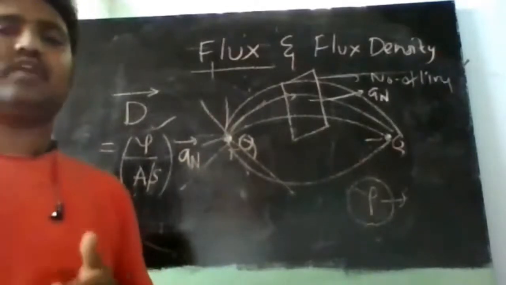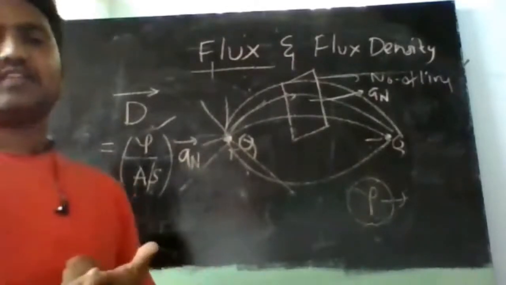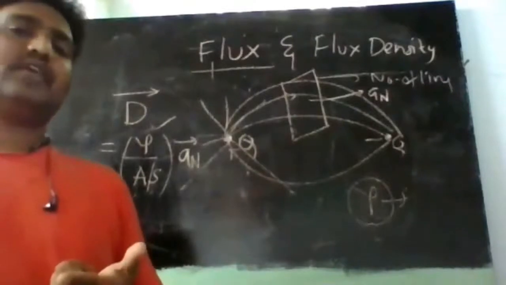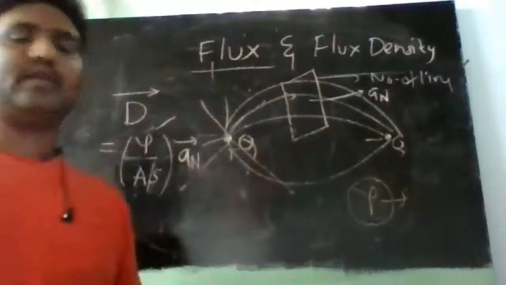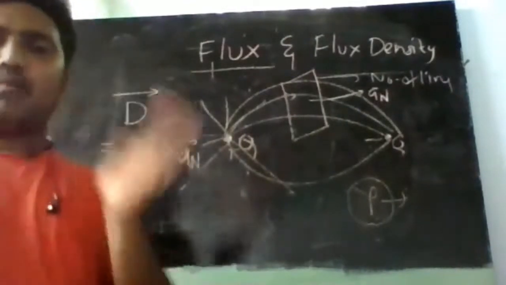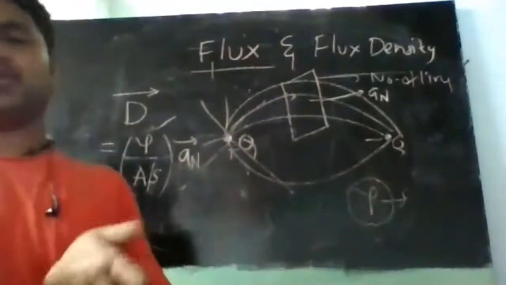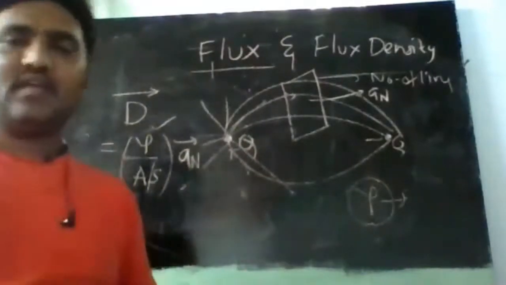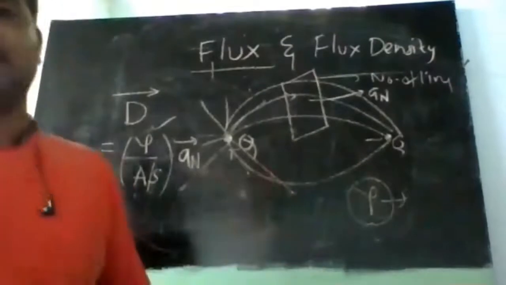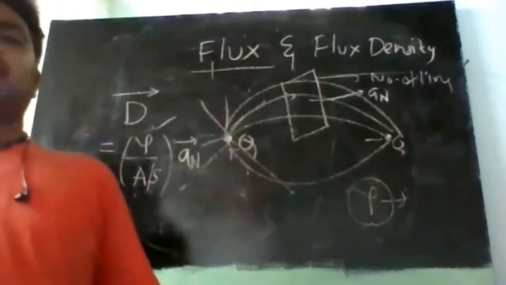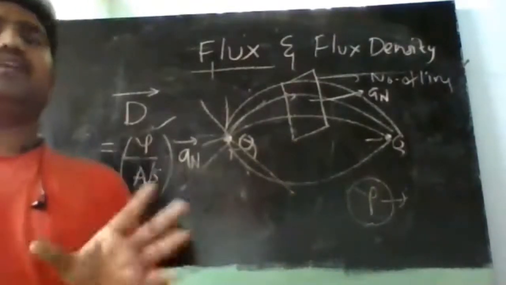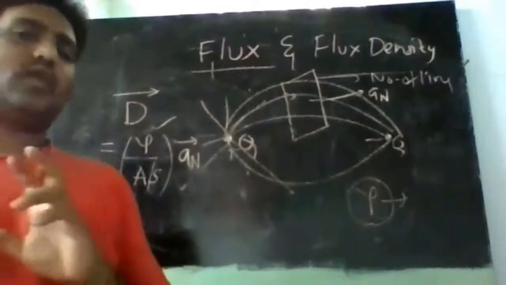Okay, point 3, flux lines. These flux lines will start at plus q, the positive charge, and they will end at the negative charge. The number of flux lines produced by a particular charge is called the flux of the material, psi. The psi is basically a scalar quantity.